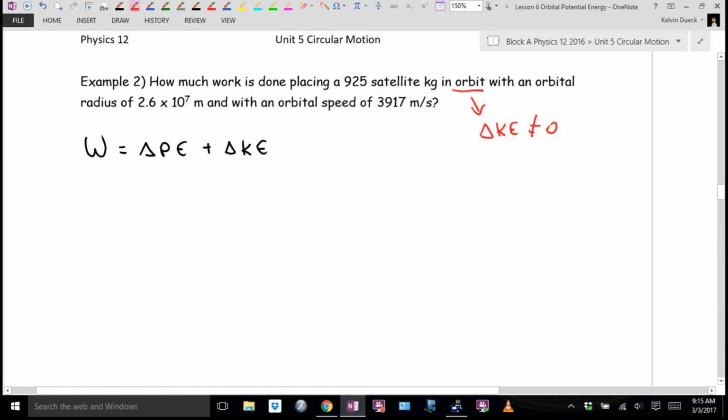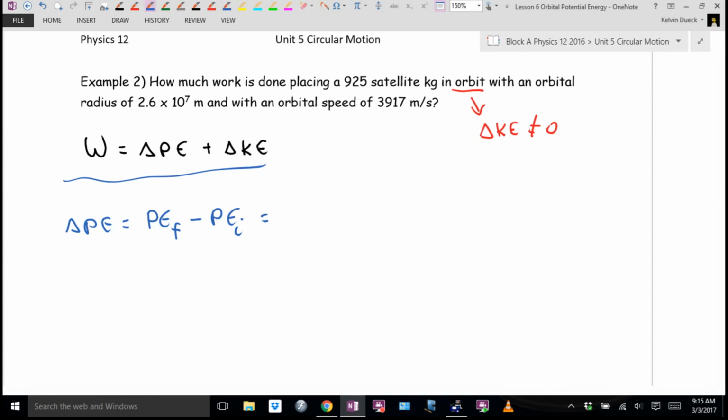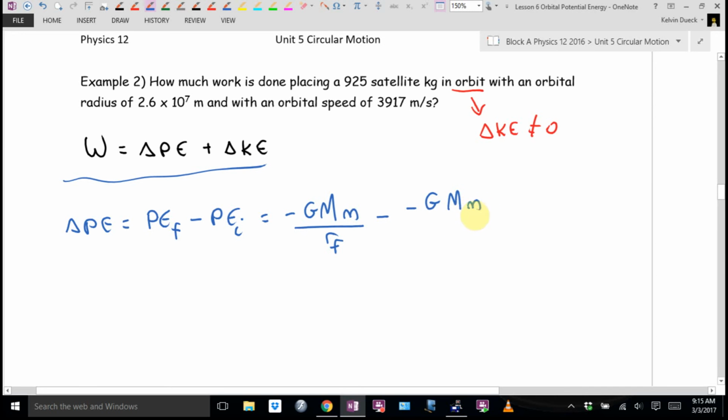What do you want to find first? Change in potential, change in kinetic? Doesn't matter. Pick. Change in potential. What's change in anything? Oh, this is easy. mgh final minus mgh initial. No, we're cosmic now. It's going to be negative big G, big M, little m over R final, minus negative big G, big M, little m over R initial.